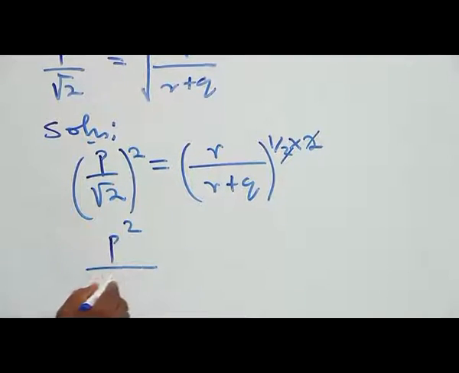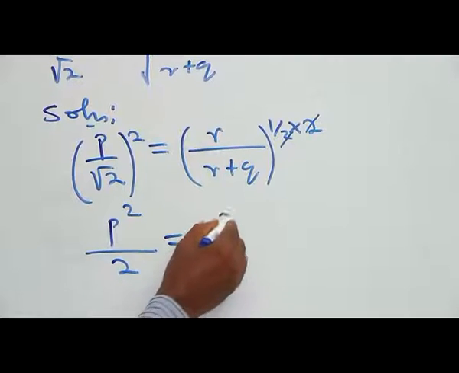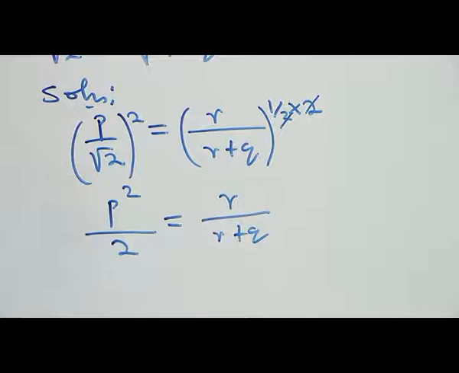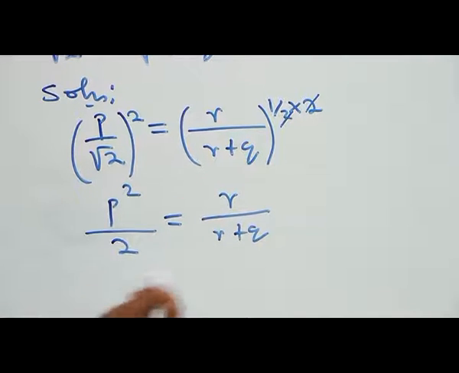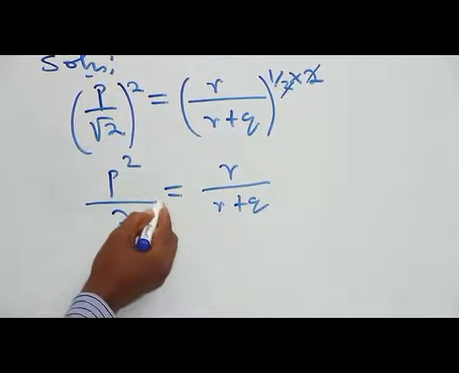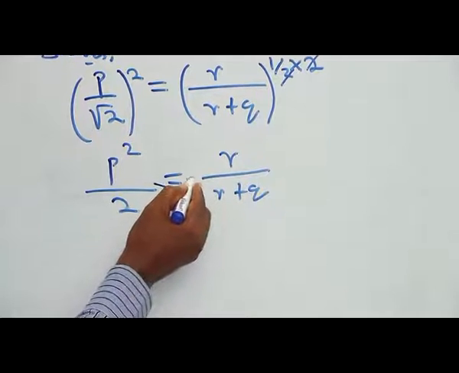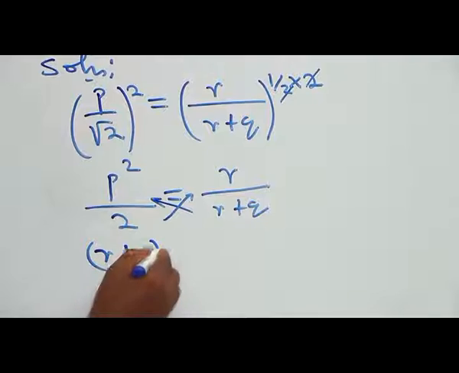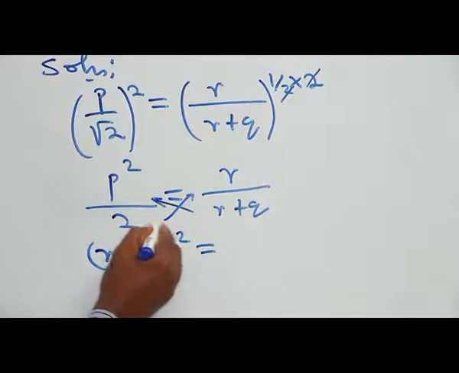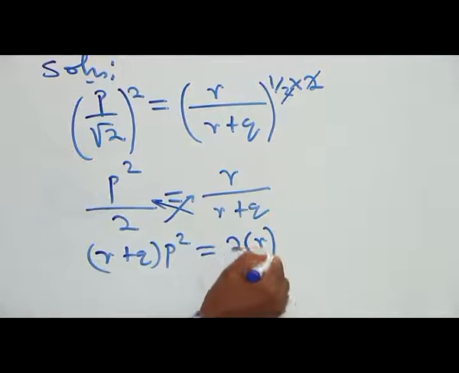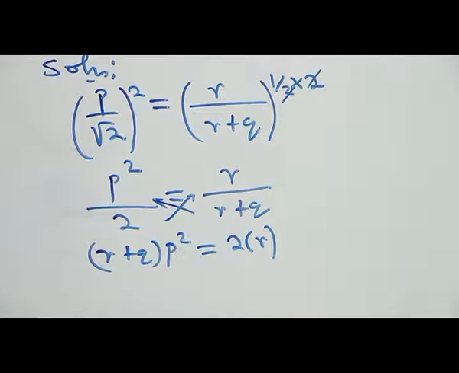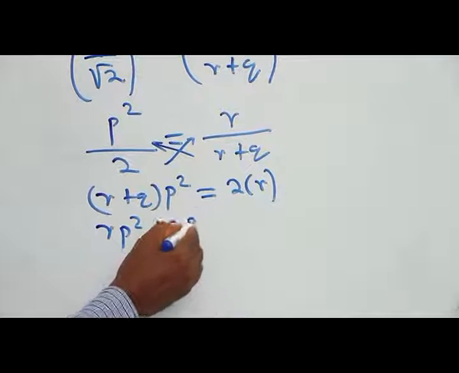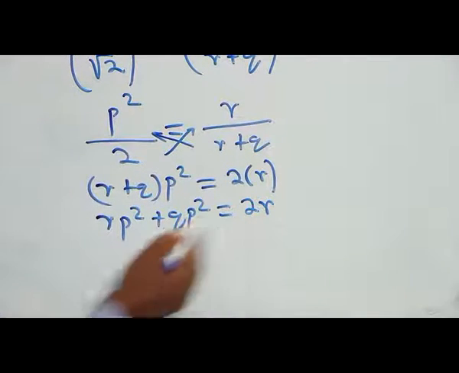And then we now have to expand this one as P squared, and root 2 squared is equal to 2. And this will leave you with R over R plus Q. Because we are making R the subject of the formula, first and foremost, we will cross multiply. So we have R plus Q multiplying P squared, and then our 2 is multiplying R. Now let's open up the brackets. We have R P squared plus Q P squared is equal to 2R.